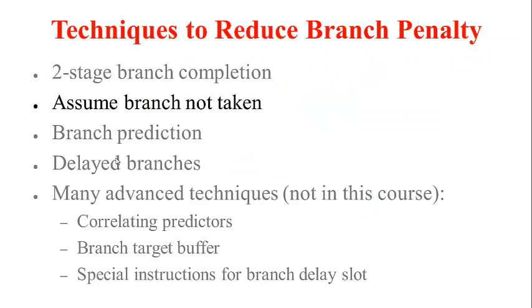Let us now look at the next technique to reduce the branch penalty, which is assuming branch not taken. Before that, make sure that you understand the 2-stage branch completion solution, its extra hardware requirements, its various implications, the situations in which it helps, the situations in which it does not help. Assuming you have understood, let's move forward.